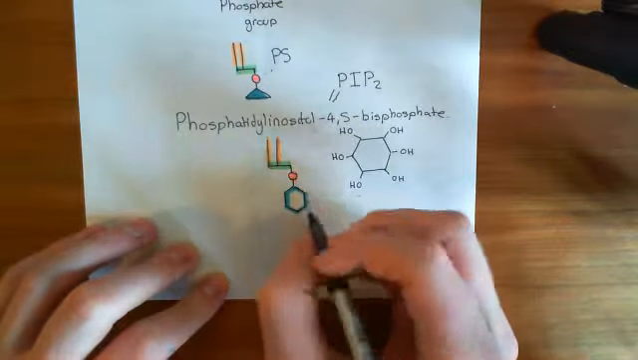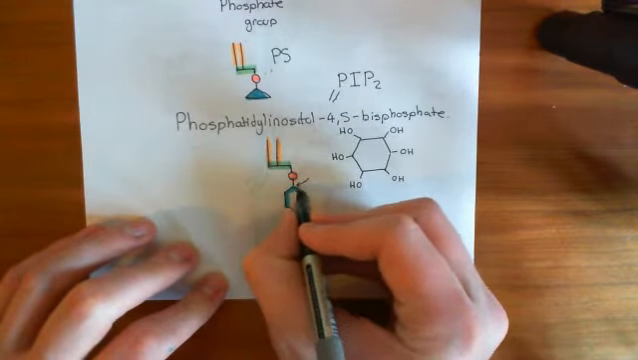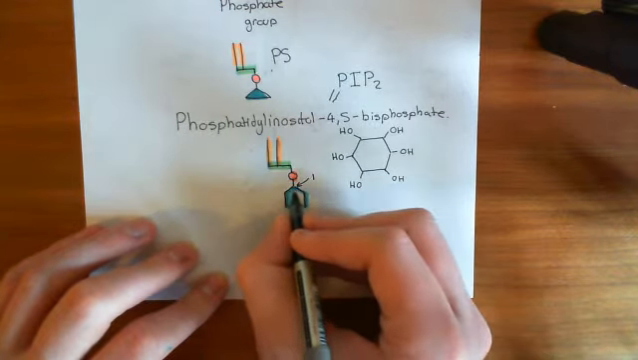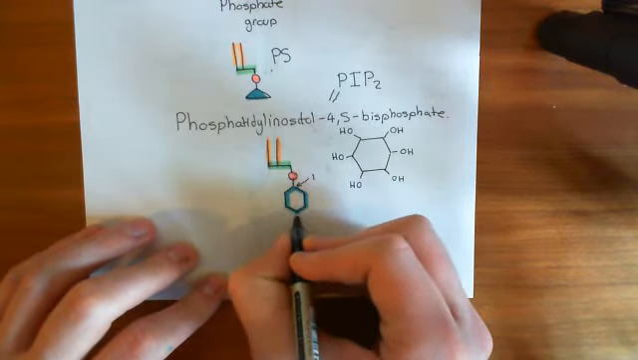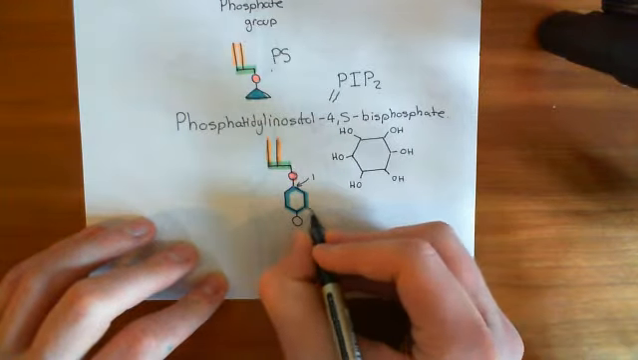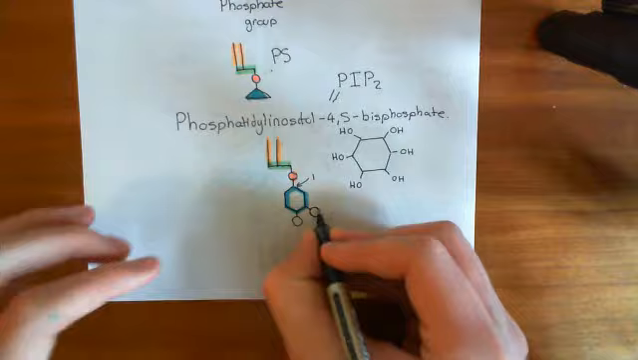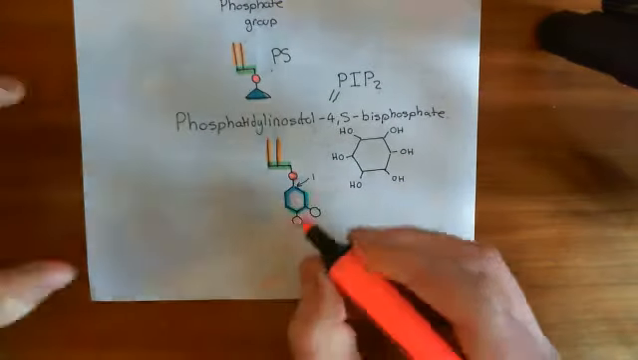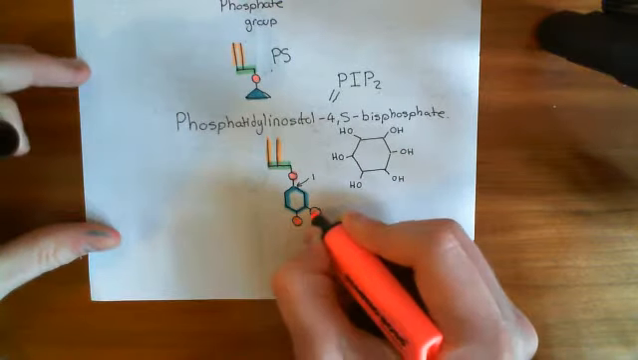4,5-bisphosphate. Now, this carbon here is counted as the first carbon. Then you count round, 2nd, 3rd, 4th. Okay, so we'll add on a phosphate group to the 4th. 5th, so we'll add on a phosphate group to the 5th. Okay, so done. There's phosphatidylinositol 4,5-bisphosphate.